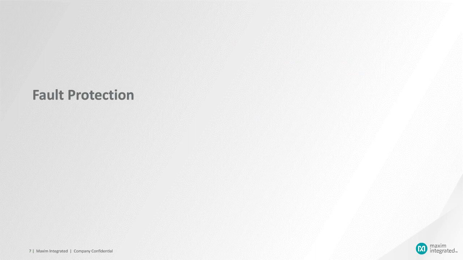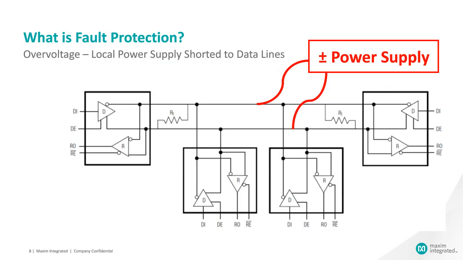Okay, so I'll be talking about fault protection. This is the first of three robust features that we offer. So what is fault protection? In many different applications, it could mean different things. But when it comes to serial transceivers, basically your data ports, whether you're talking about RS-485, whether it's your A/B line, or whether you're talking about CAN transceivers, you're talking about CAN-H and CAN-L.